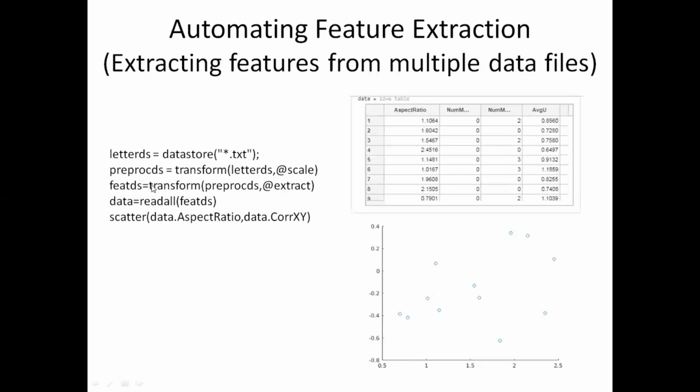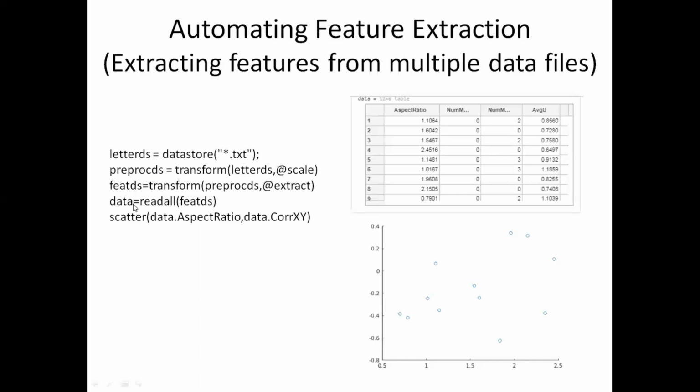Now again I am going to use the same transform function. The input to this transform function will be the pre-processed datastore. This pre-processed datastore goes as input, and I am going to use the function extract. I am going to call the function extract, that will extract the features that are there in the data, and it will return the datastore, feature table datastore.